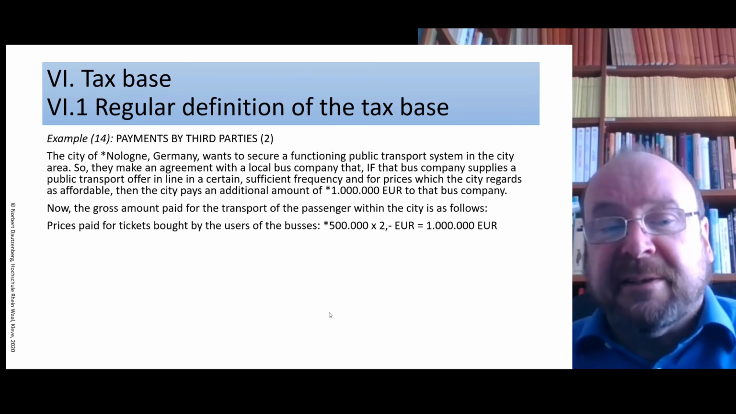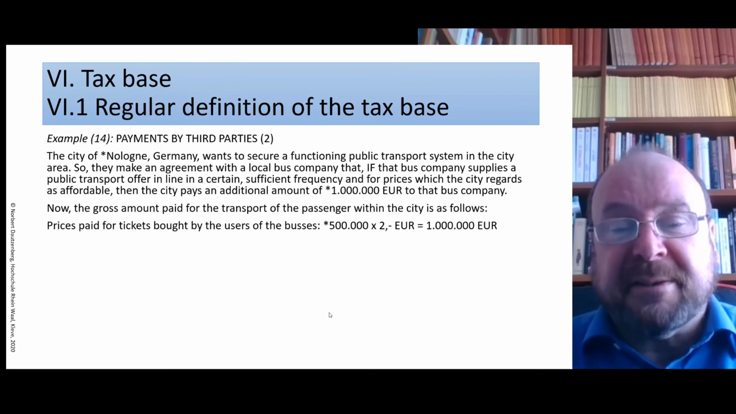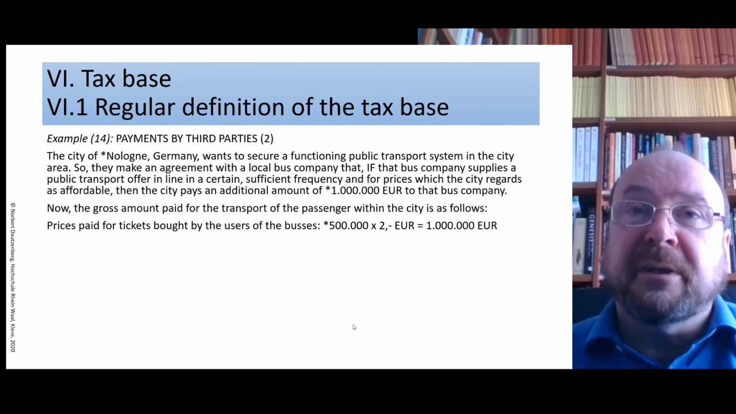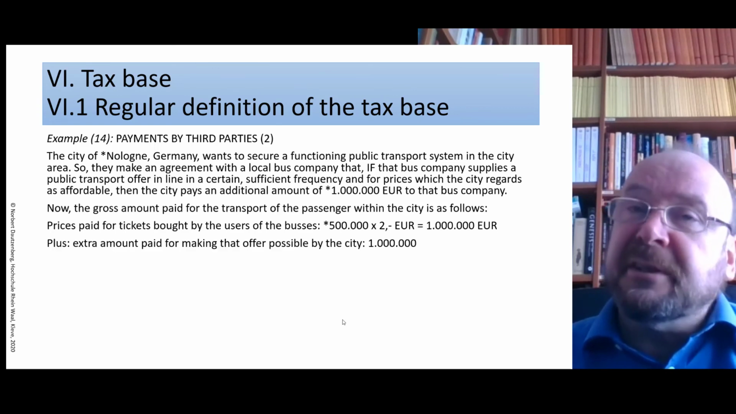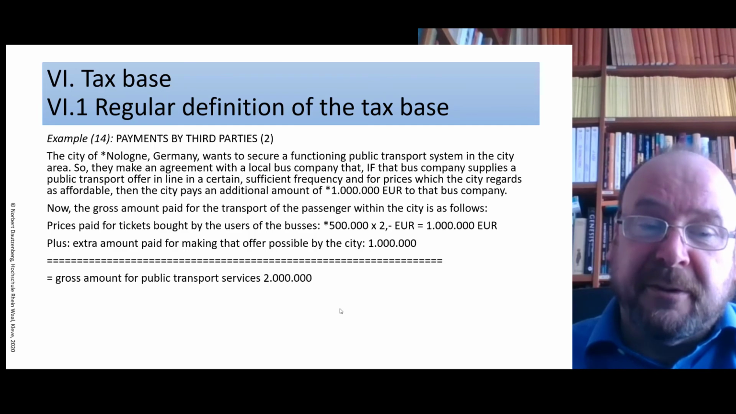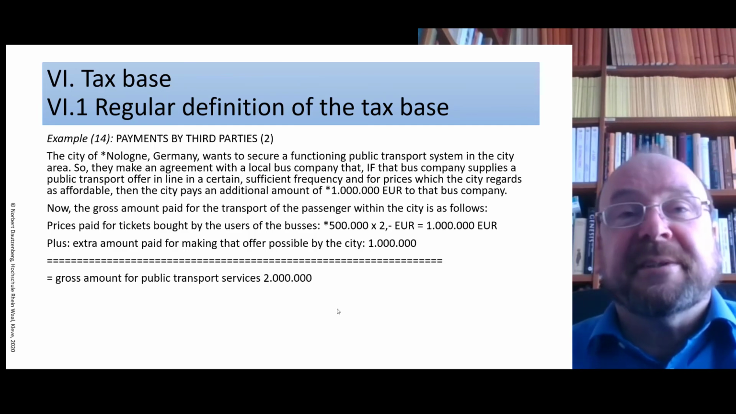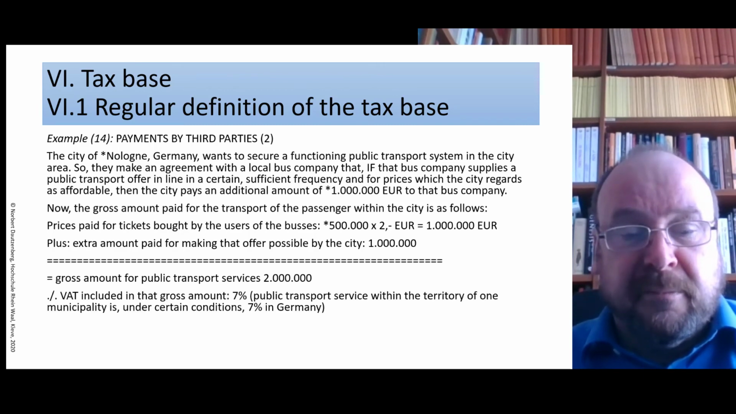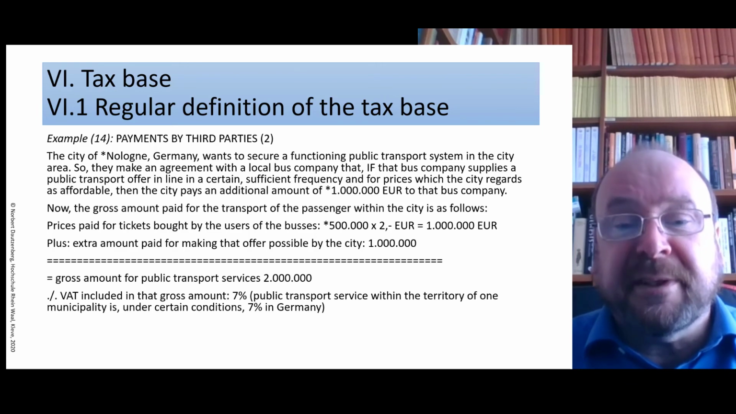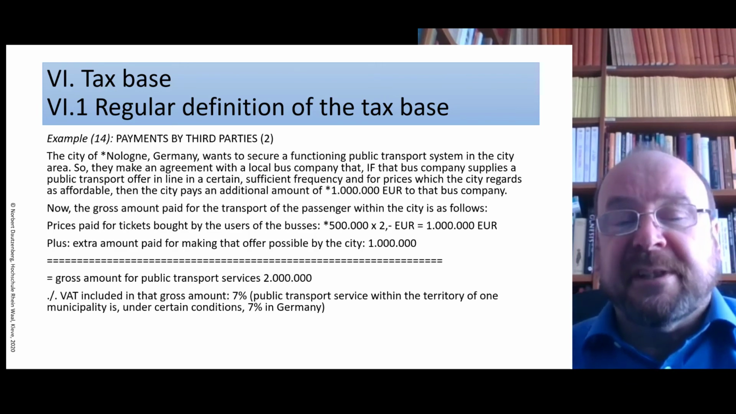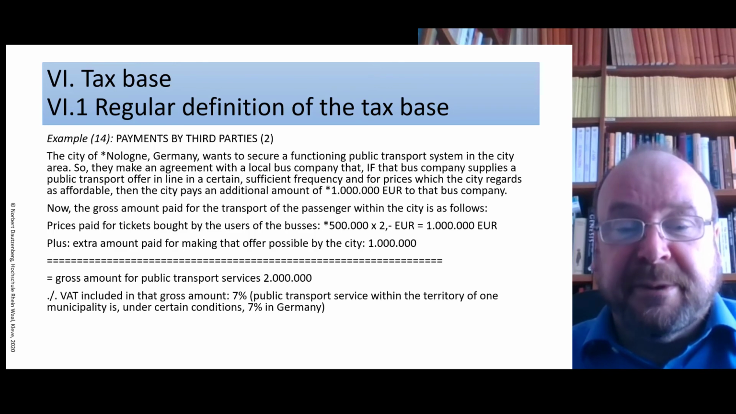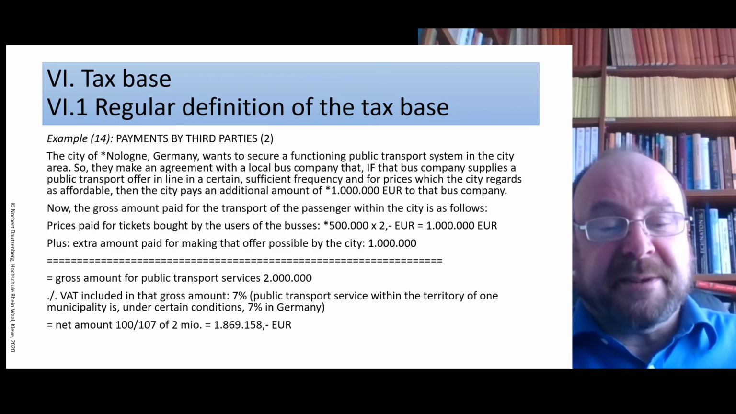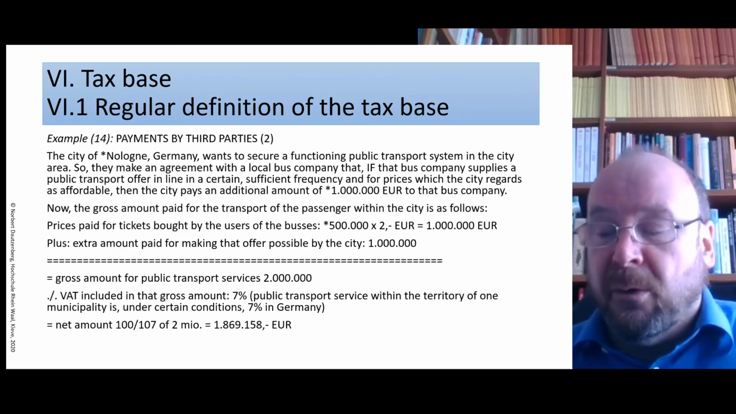Let's imagine that the tickets bought by the bus passengers are 500,000 tickets times 2 euro. Then we have 1 million paid by the passengers. 1 million has been paid on top by the city, so the gross amount paid for all the transports in the city is 2 million gross. Now 7% public transport within a city, so 7% out of 107 is to be deducted as VAT, so the net amount would be 1,869,158 euro.